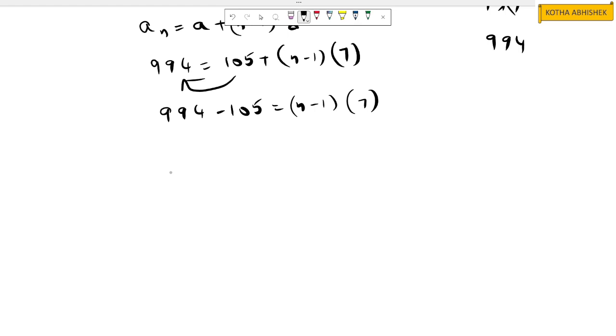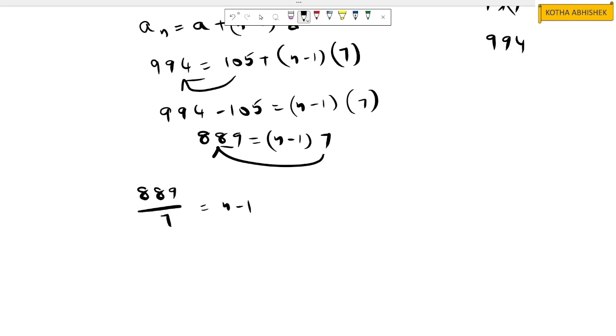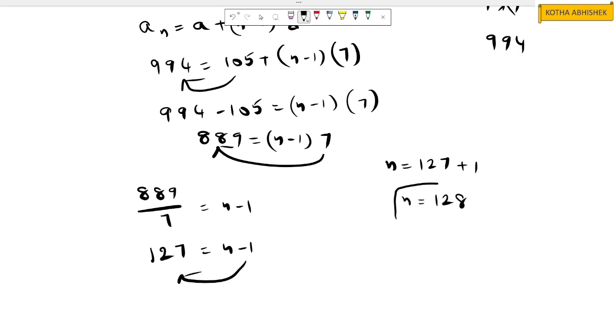Here 994 minus 105 equals 889, which equals n minus 1 into 7. Taking 7 to the left side, it will become division. 889 divided by 7 equals n minus 1. 7 ones are 7, 1 remains, so 7 twos are 14, 4 remains, 7 sevens are 49, so 127 equals n minus 1. Taking minus 1 to the other side, it will become plus 1, so n is 128. It means a total of 128 three-digit numbers are there which are divisible by 7.